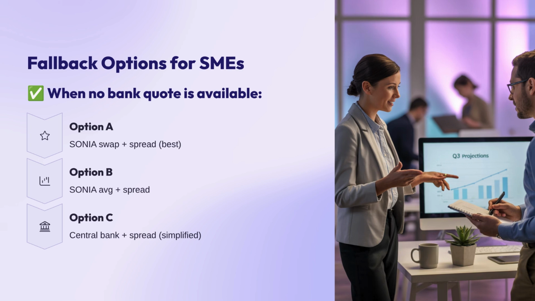You could take the 3-year trailing average of SONIA, say 4%, add a credit spread of 3.5% for medium risk, and arrive at an OBR of 7.5%. That's reasonable, proportionate, and fully documented. Exactly what the standard allows for smaller businesses.